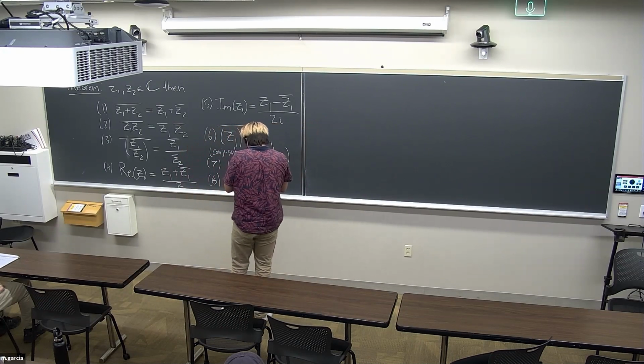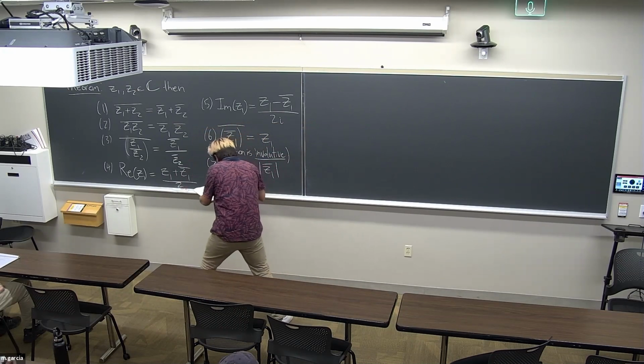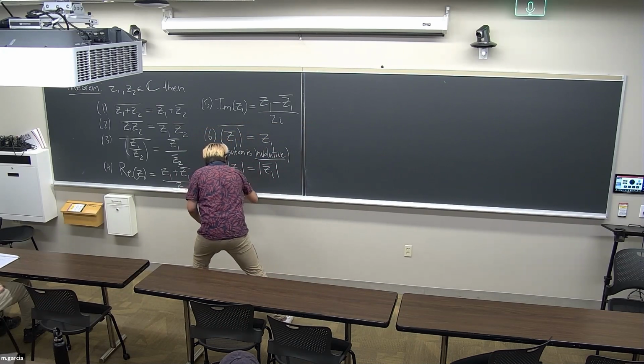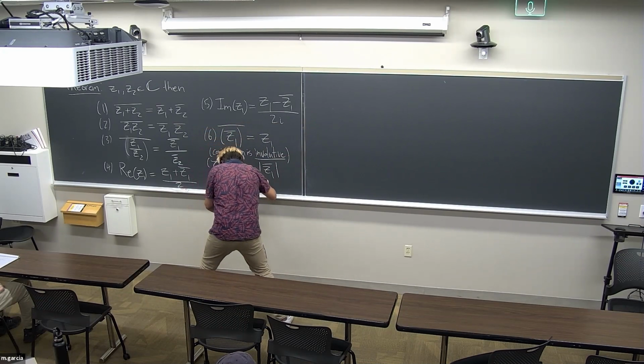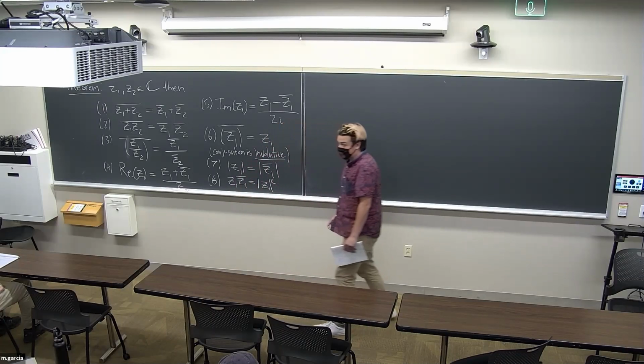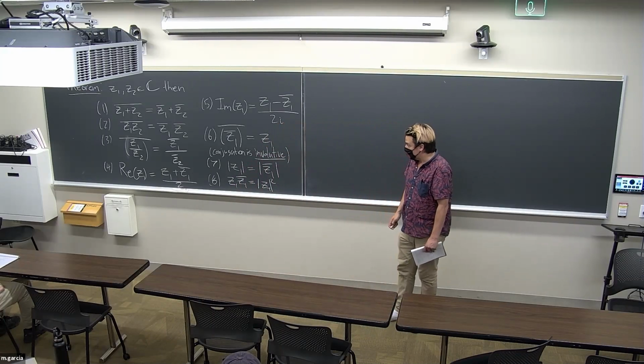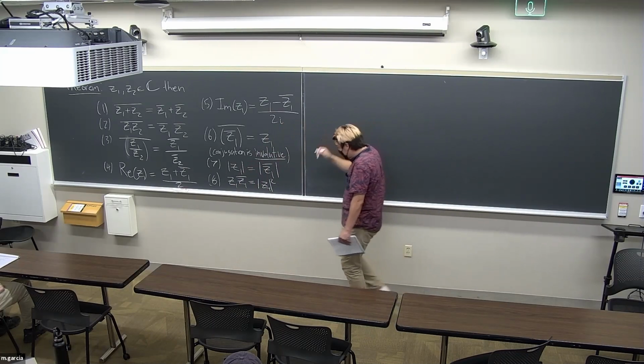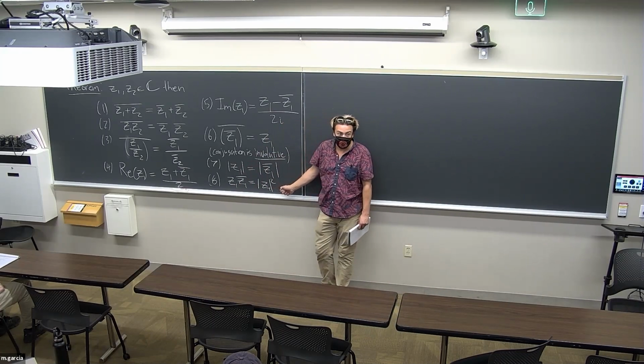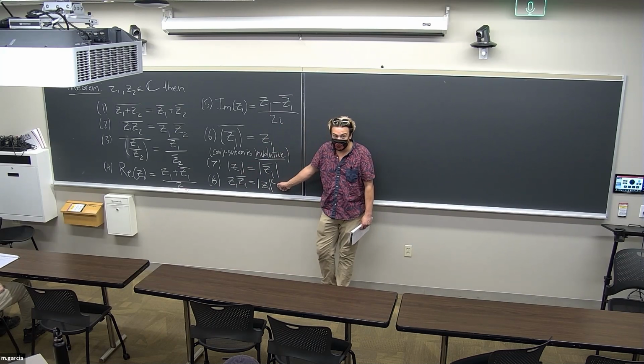Property 8, which will actually be kind of useful to us, is that Z1 times Z1 bar is equal to the modulus of Z1 squared. This might seem familiar if you remember when you first learned about vector algebra. A similar formula holds for the dot product.